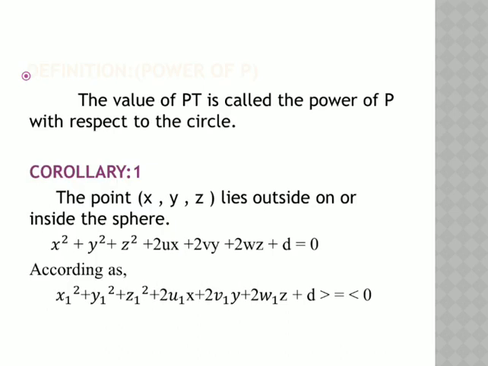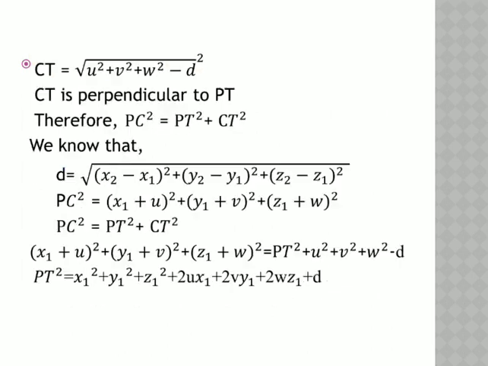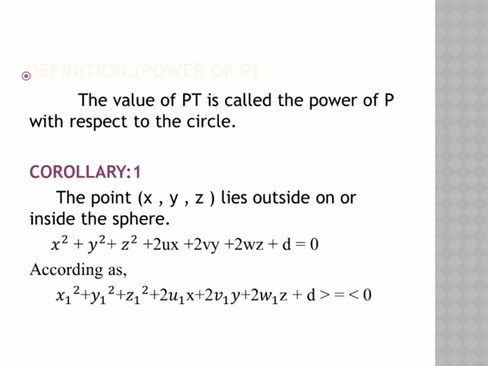Next one, definition of the power of P. The value of PT square is called the power of P with respect to the circle. Now, the length of the tangent is used to find PT square. Here this PT square is said to be the power of P.